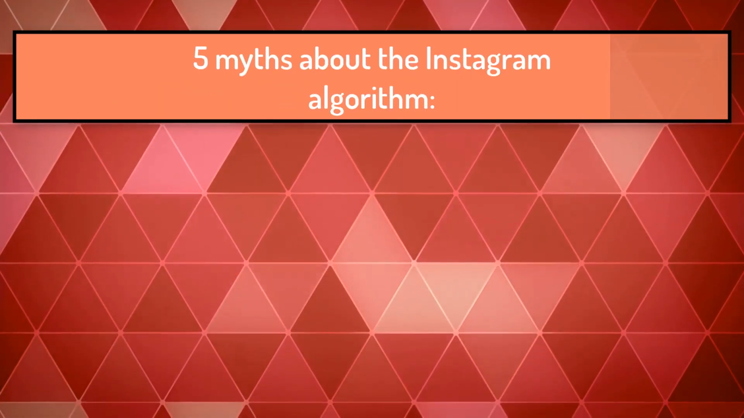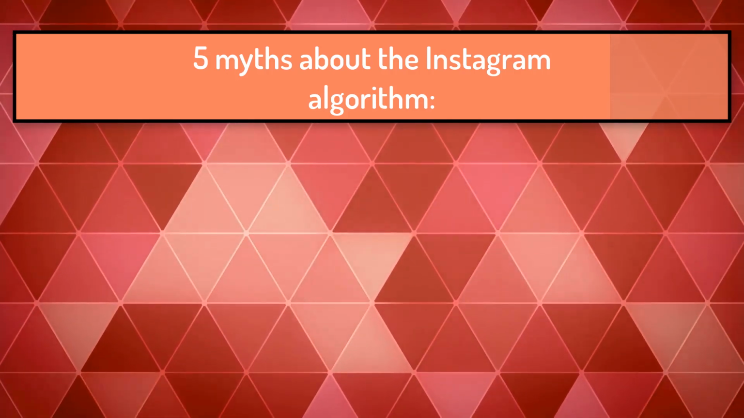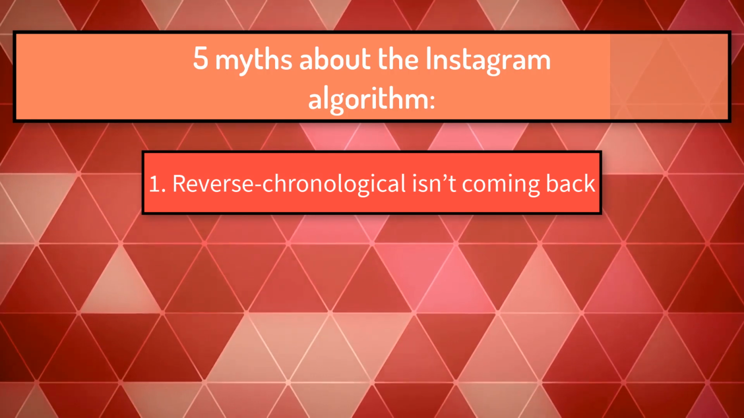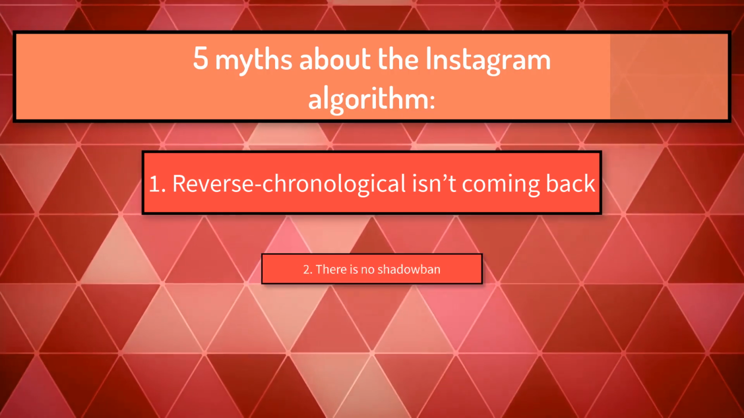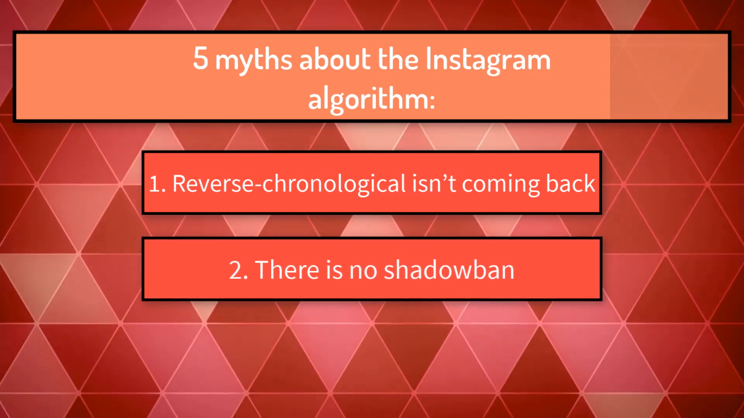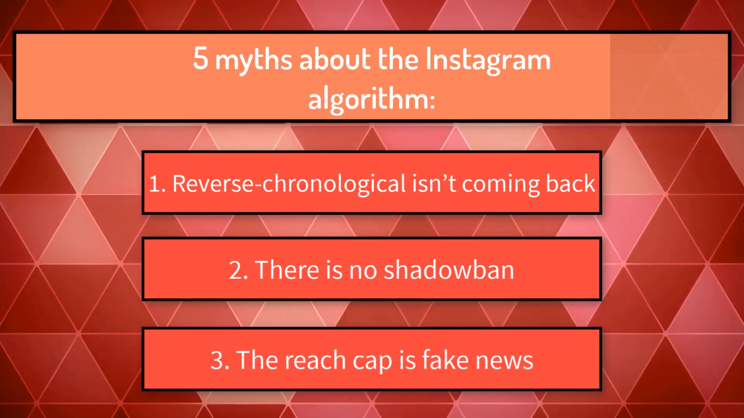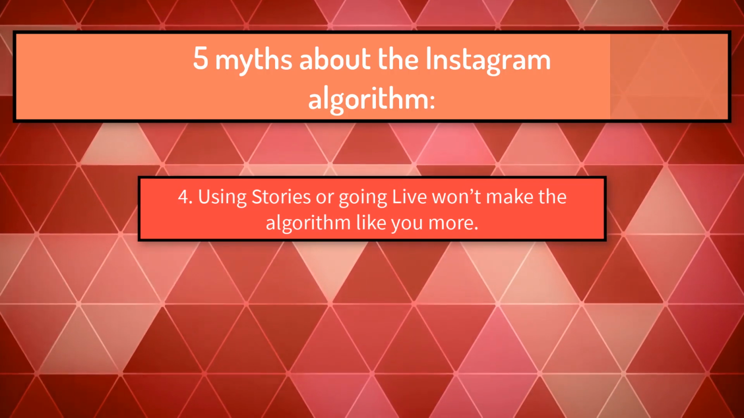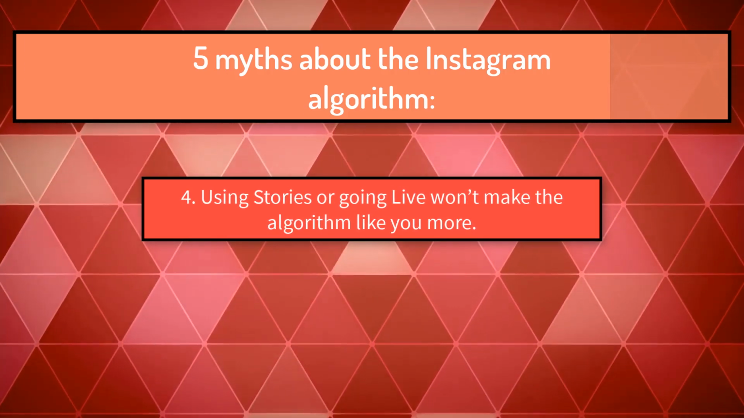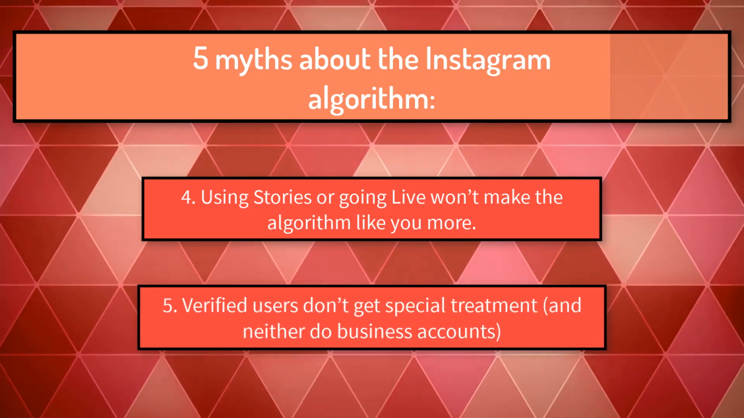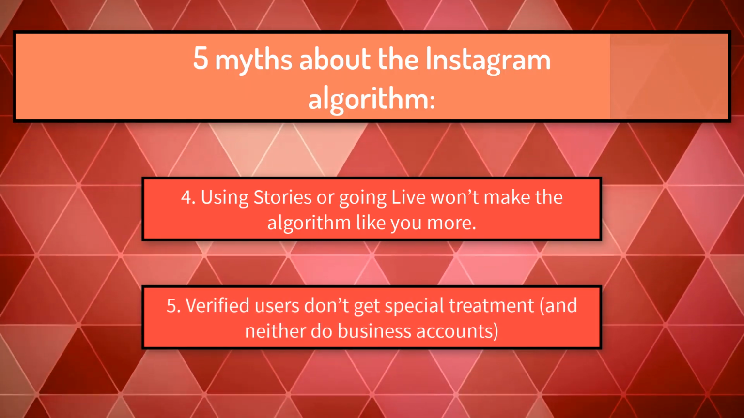Now the 5 myths about the Instagram algorithm. 1. Reverse chronological order is not coming back. 2. There is no shadow ban. 3. The reach cap is fake news as well. 4. Using stories or going live won't make the algorithm like you more. And 5. Verified users don't get special treatment, and neither do business accounts.